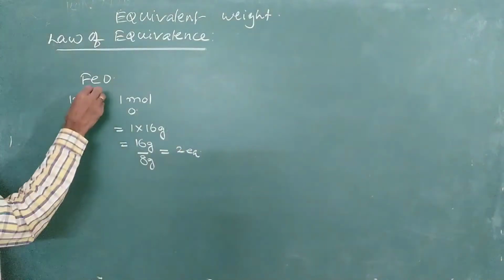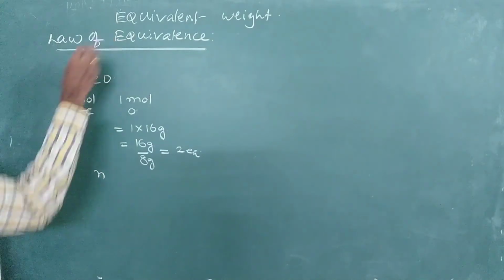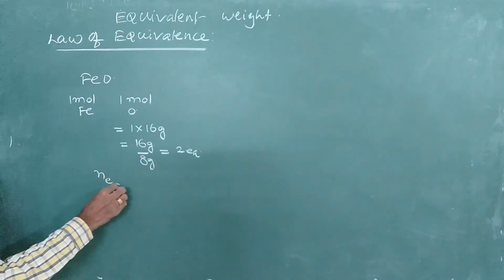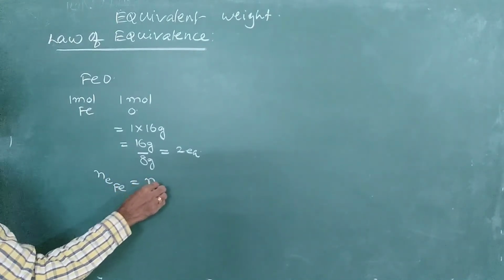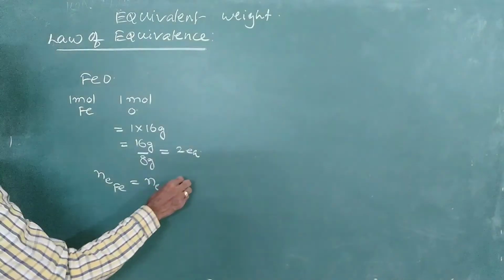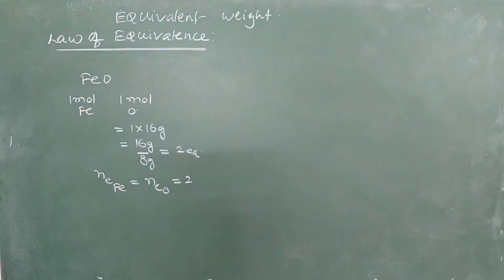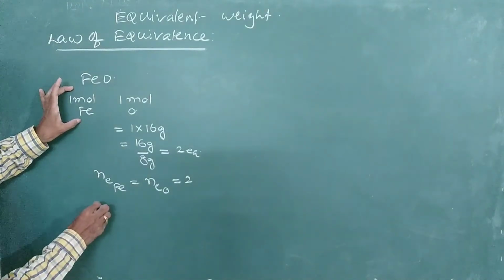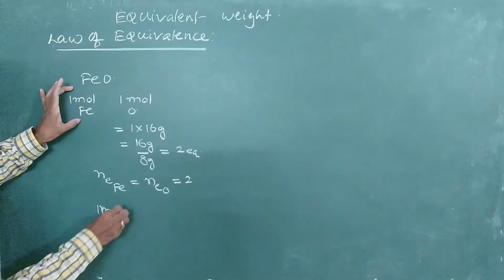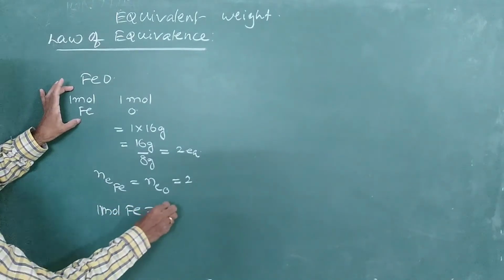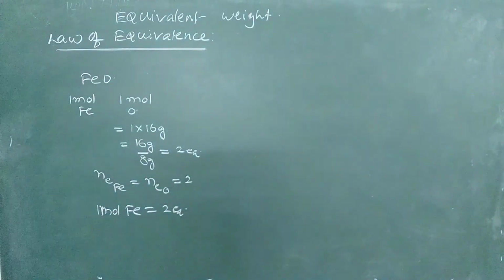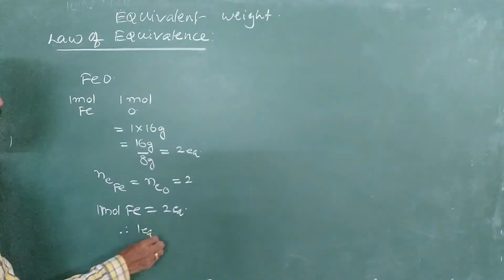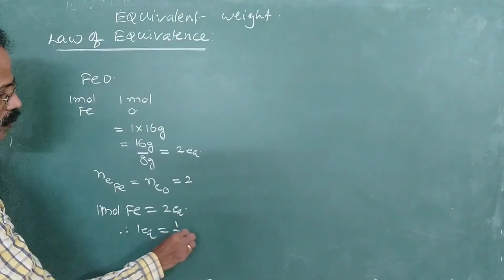So as per law of chemical equivalence, number of equivalents of iron is equal to number of equivalents of oxygen. So number of equivalents of oxygen is equal to 2. On the left hand side, there is 1 mole of iron. So now 1 mole of iron is equal to 2 equivalents, right? So one equivalent is equal to half mole of iron.